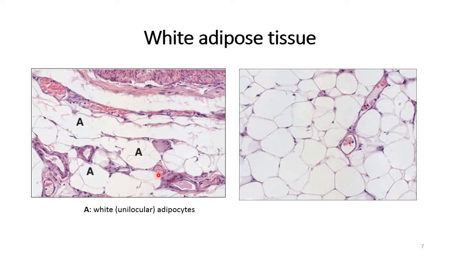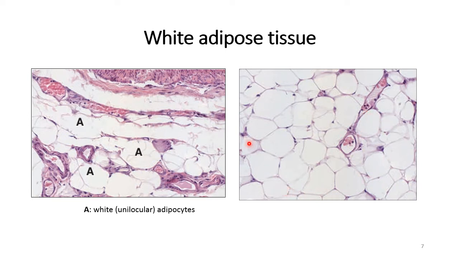In this image, a histological section, H&E stain, of white adipose tissue. On the left side, you will see A stands for white unilocular adipocytes. As we see, they are large unilocular adipocytes, and here they are found within connective tissue. These are blood vessels. These white adipocytes are found within connective tissue.